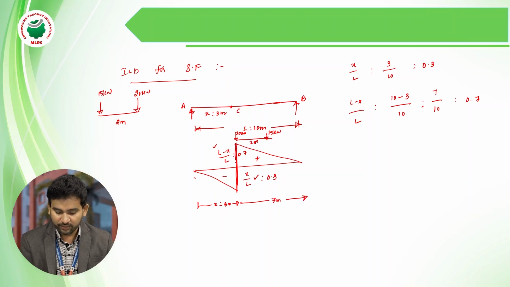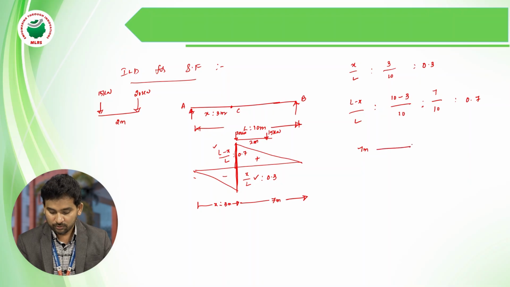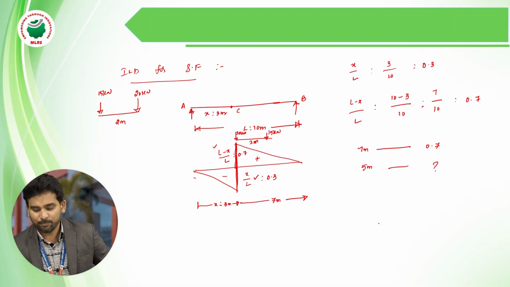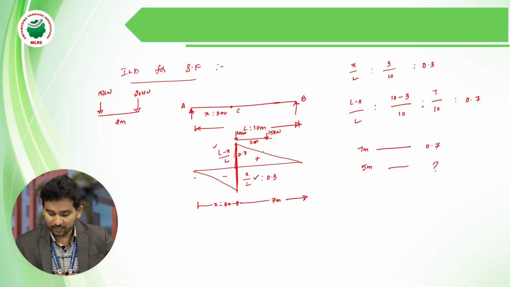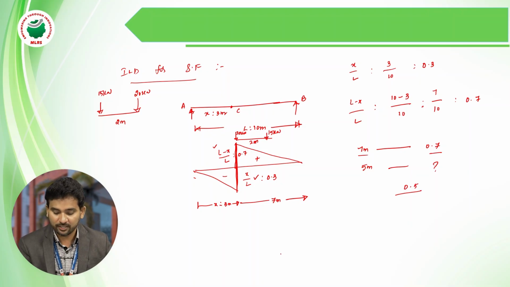So for 7 meters the ordinate value is 0.7, and 2 meters minus it, then for 5 meters what is the ordinate? Just a simple cross multiplication, here the value will be 0.5. For 7 meters it's 0.7, for 5 meters the ordinate value is 0.5.